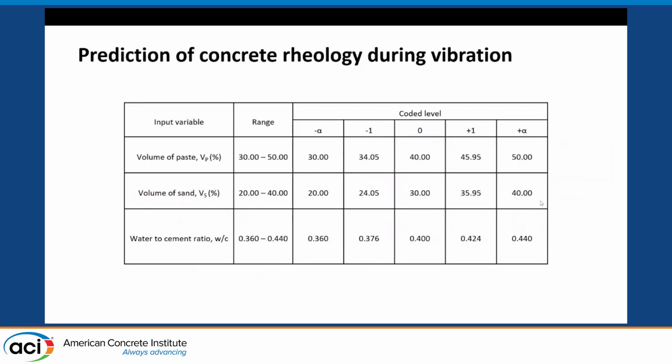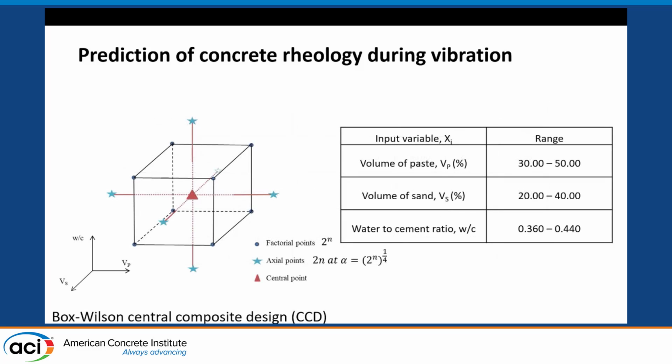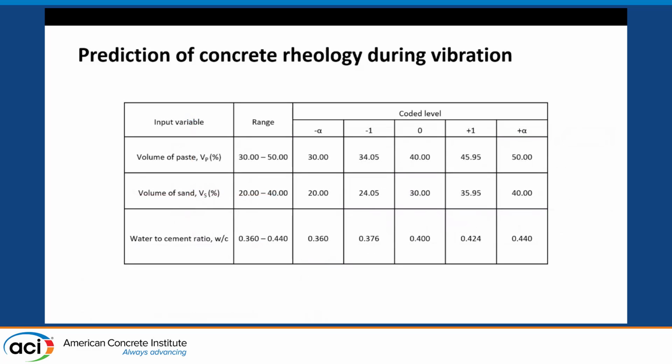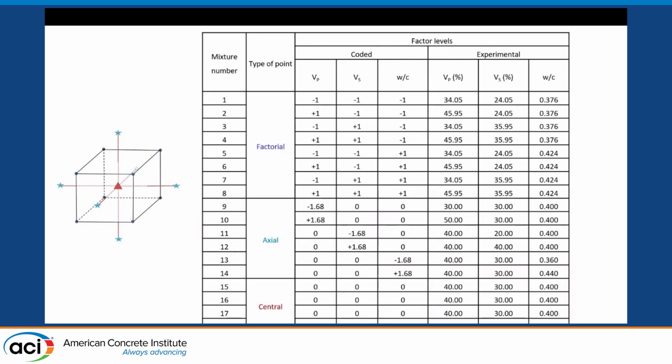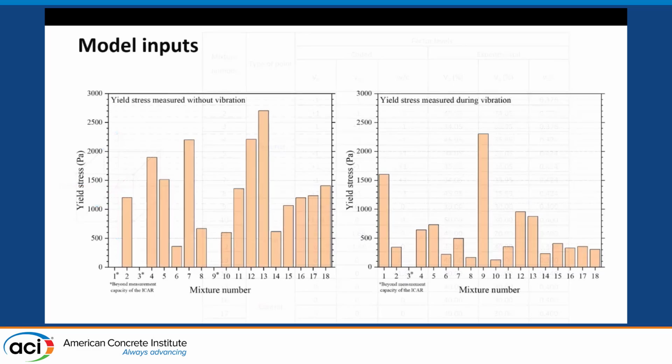So I had to do some back calculation to figure out what my factorial points will be. It ended up being these. Volume of paste 30 to 50%, but my actual coded levels were 34% to 46%, and so on. So these are all the mixes that I had to do. 18 mixes, and then I can get to model the whole experimental space. So 8 factorial mixes, 6 axial, and I repeated the central mix 4 times to get a sense of what the variability is. Go through all these mixes and collect all the results that you can.